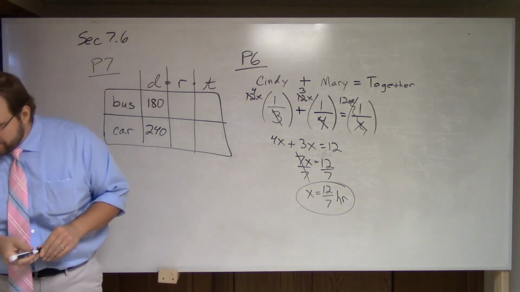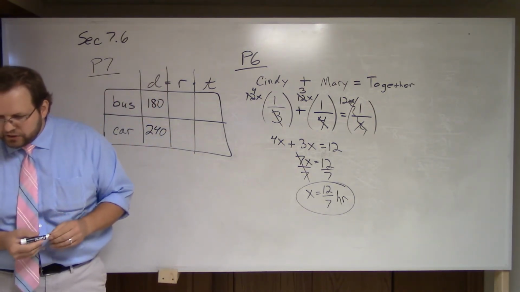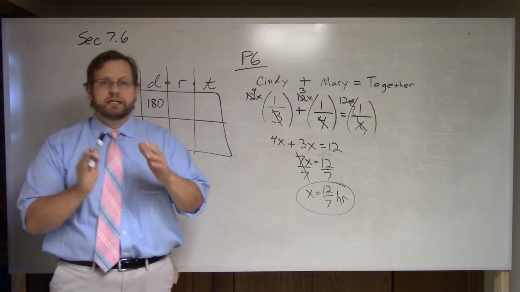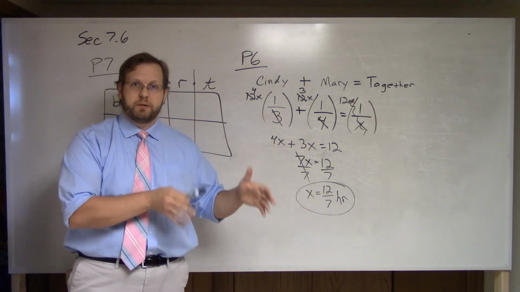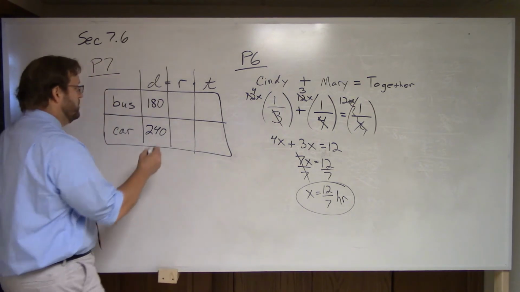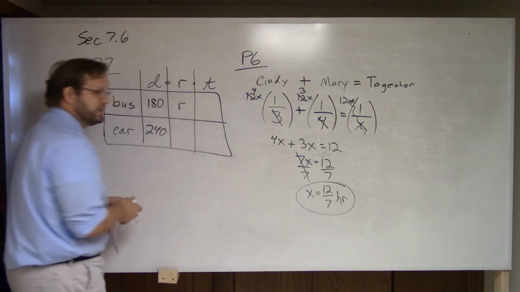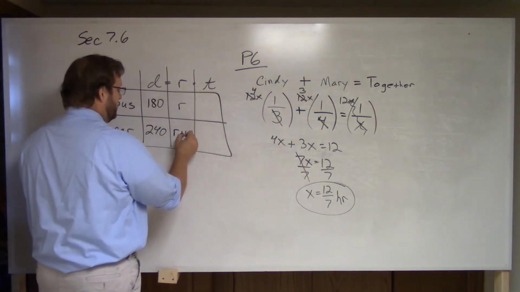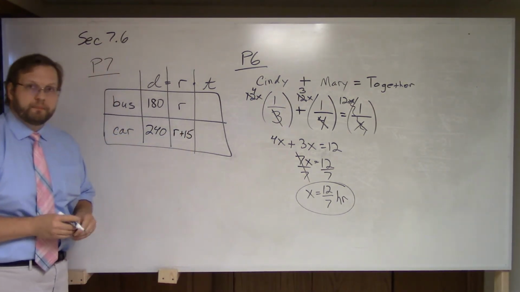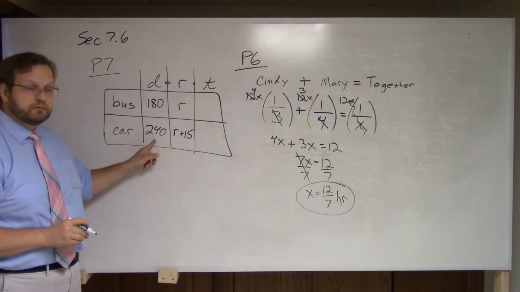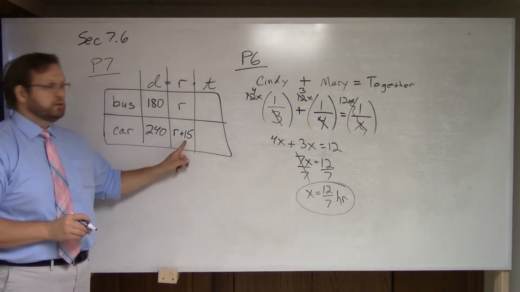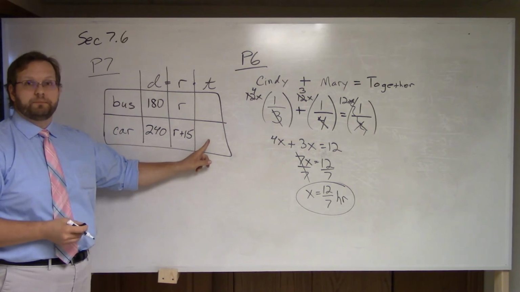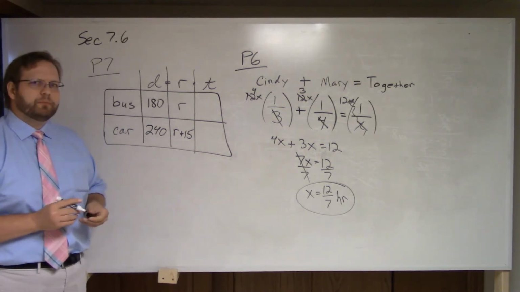Then it says, if the car's speed is 15 miles per hour faster than the speed of the bus. Car is 15 faster than the bus. We have no idea how fast that bus is going. But I know that car is going 15 faster. They gave it to us, they described it to us, and the time is going to be a combination of those other 2. Now how do we get that combination?